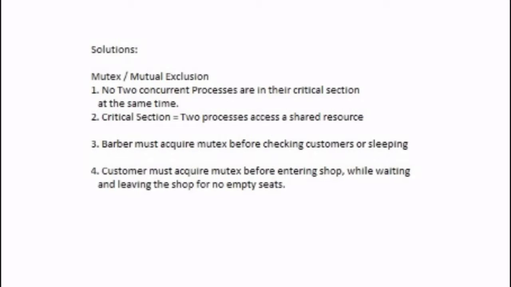So getting back to the scenario, the barber must acquire this mutual exclusion before checking for customers and release it when he begins either to sleep or cut hair. A customer must acquire it before entering the shop and release it once he is sitting in either the waiting room, otherwise known as the waiting queue, or the barber chair. And also when he leaves the shop because no seats were available, he should also release it. This eliminates both of the problems mentioned in the previous section.